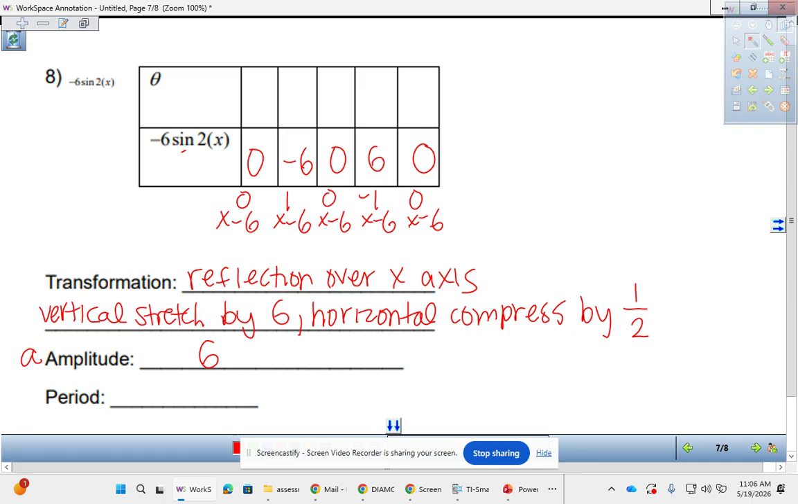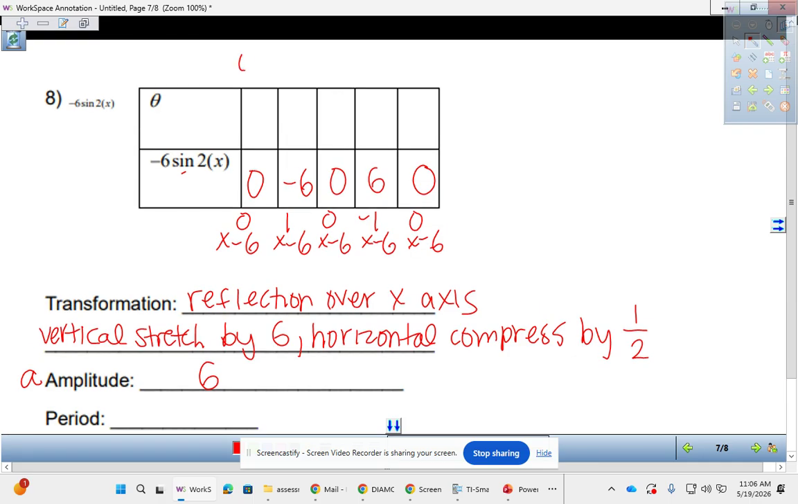Now the x values, multiplying by 1/2. So I'm going to take the original x values, 0, pi over 2, pi, 3 pi over 2, and 2 pi. And I want them to shrink. In order to make them shrink, I would need to multiply them by a fraction, because multiplying them by 2 is going to make the numbers get bigger. I want them to get smaller. So I'm going to do times the reciprocal of that 2, which is 1/2. If it's not a fraction, you can make it one by putting it over 1.